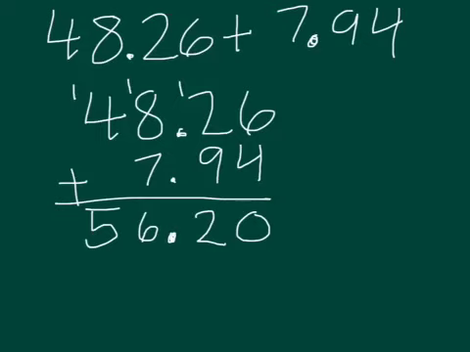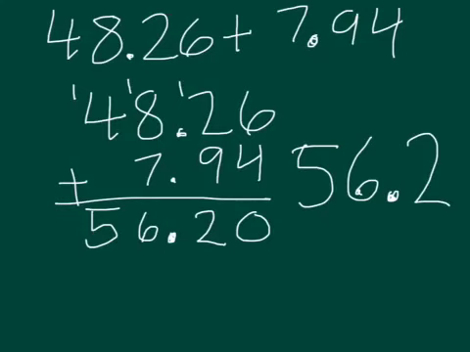Now, Mr. Shanto is pretty particular. I wouldn't be happy unless I'm talking about money with 56.20. The real answer becomes 56 and 2 tenths. We whack off that 0 unless we're actually talking about money. Okay?